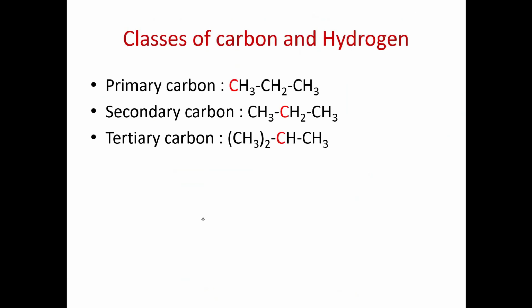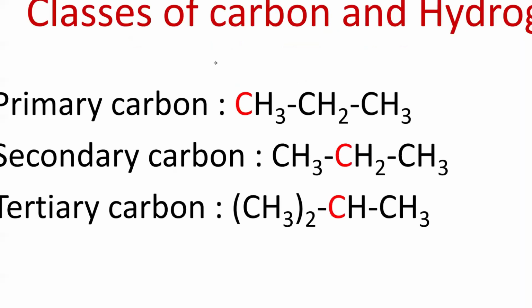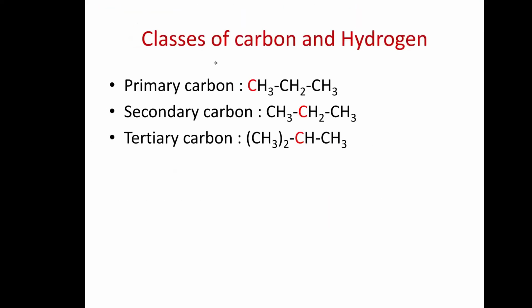Classification of carbon: we have primary carbon, secondary carbon, and tertiary carbon. So how does primary carbon differ from tertiary carbon? In the case of primary carbon, you will see that it has only one carbon that is directly bound to it. Like for example, in this case, this is a typical example of primary carbon.